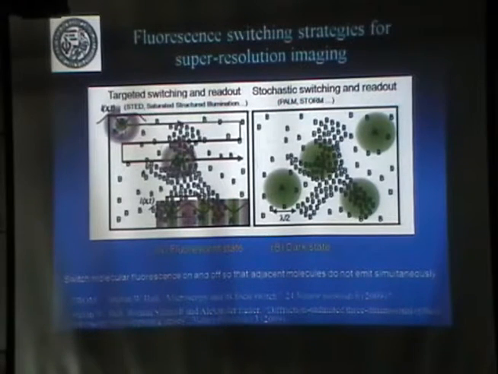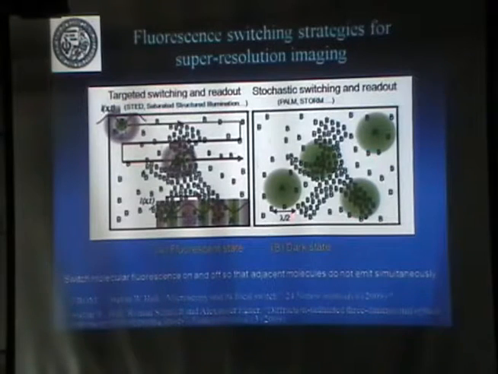STORM is stochastic optical reconstruction microscopy. You have this switching on and off occurring at random. Okay, it's a probabilistic thing, so you have one active molecule here, and most are dark. So they all are based on switching the molecules on and off, and how you do it is what gives you different methods.